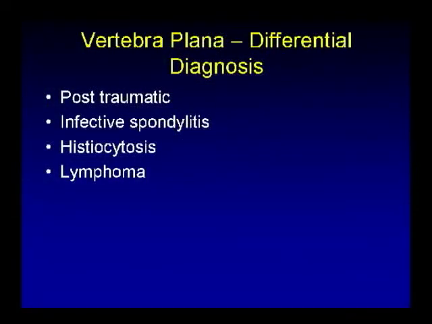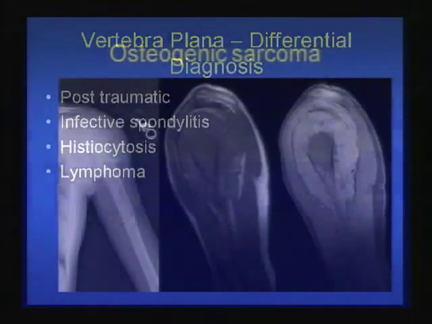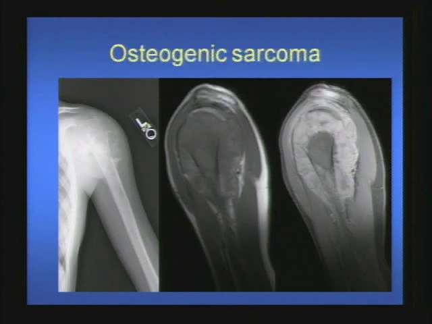This is not specific for lymphoma, although this was a proven case. Other differential diagnosis for vertebra plana in a child would include post-traumatic and infectious spondylitis. Histiocytosis classically presents as vertebra plana, but lymphoma should be included in the differential always. Quick look at 2 common neoplasms in children.